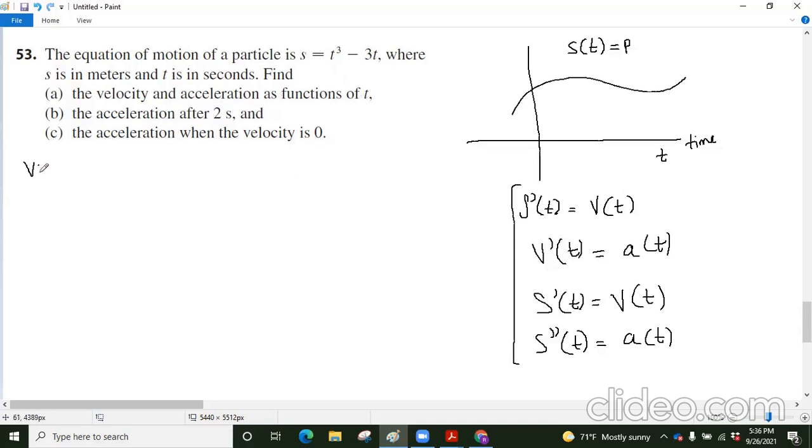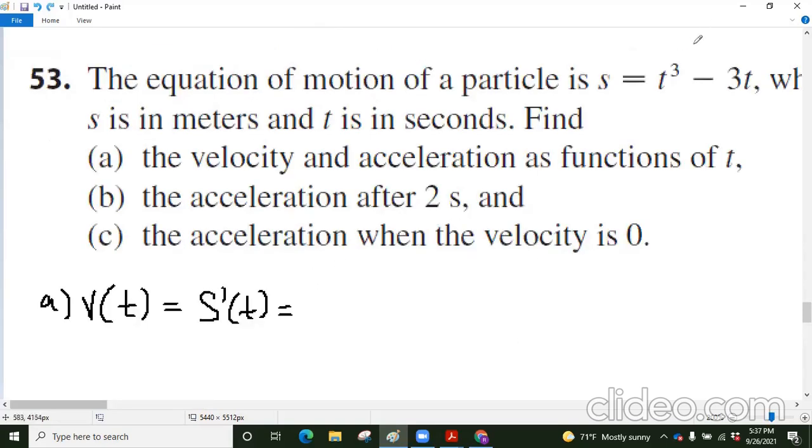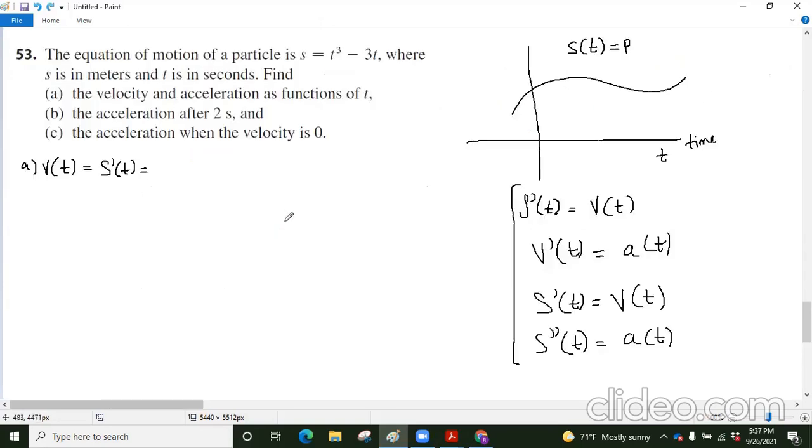So velocity, right? This is part A. The velocity, v of t, is equal to s prime of t, which is just taking the derivative of this. And if you remember differentiation rules, the derivative of f of x minus g of x is the derivative of f of x minus the derivative of g of x. And then you also have a power rule, which states that if you have anything raised to a power, drop that power down, decrement the exponent, and then you're fine.